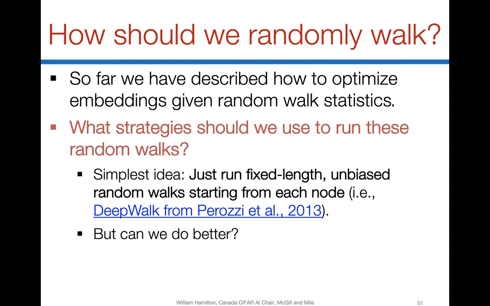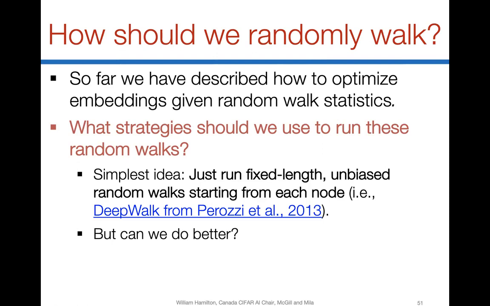So far in the last few minutes, we discussed how we can optimize embeddings using random walk statistics. But one question is, how do we actually run these random walks? What kind of random walks do we do? One simple idea, which is what I've been discussing so far, is to run fixed length, completely uniform random walks starting from each node. This is called the DeepWalk approach.